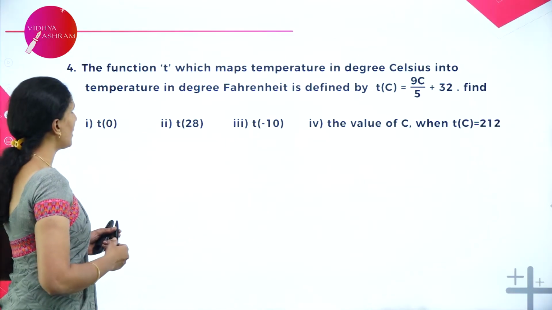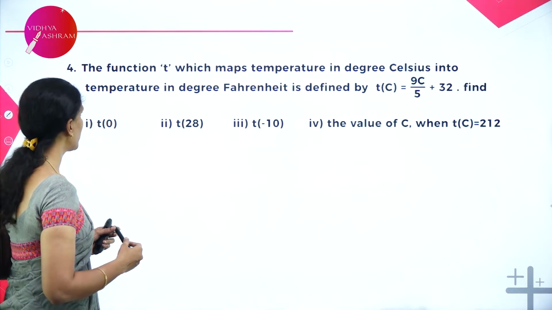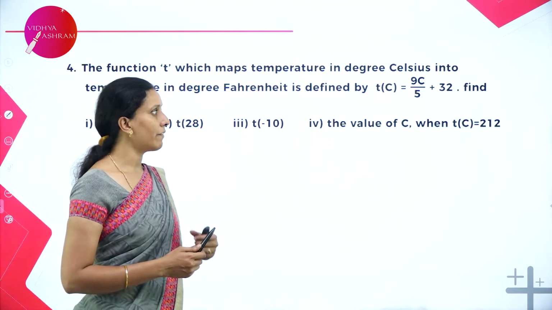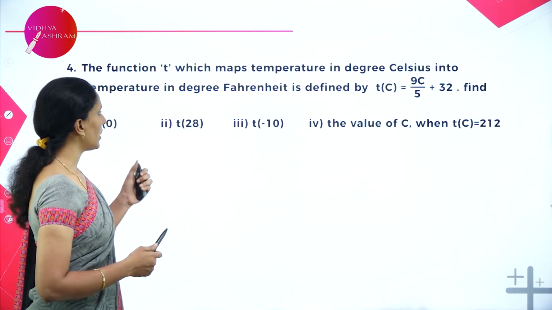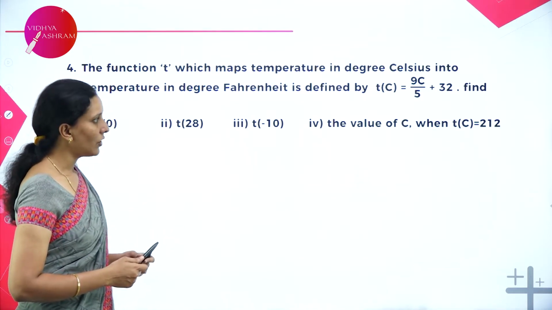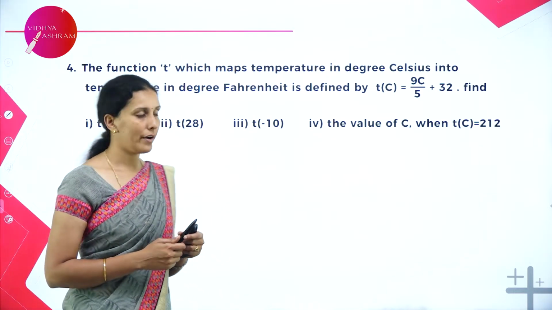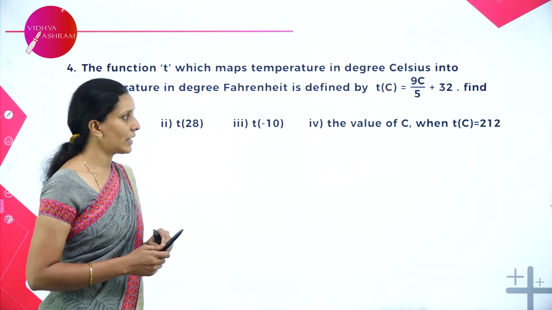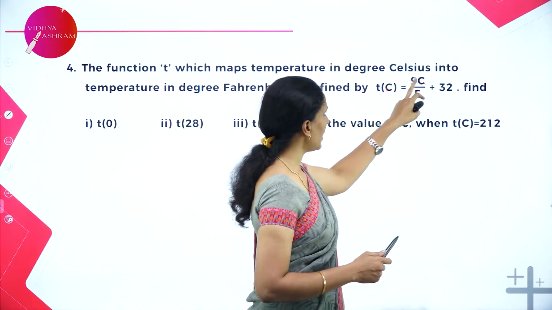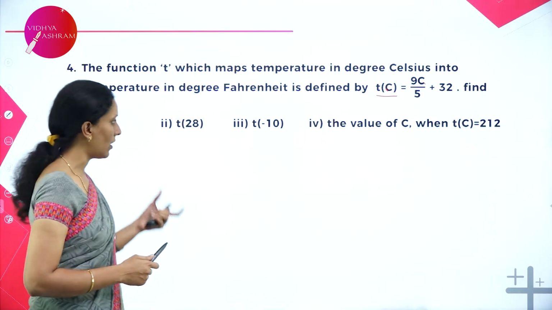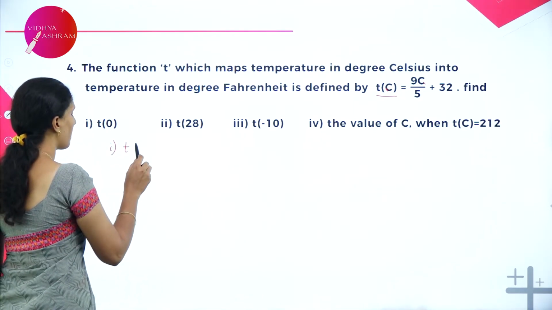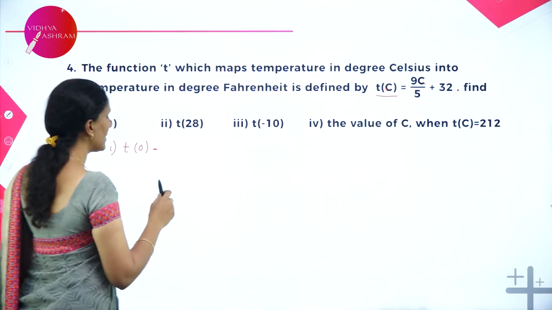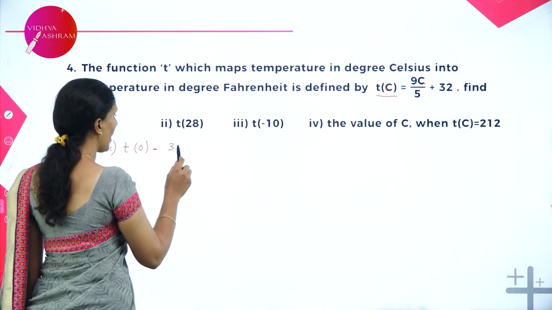Next question. The function T which maps temperature in degrees Celsius into temperature in degrees Fahrenheit is defined by T of C is equal to 9C by 5 plus 32. Find T of 0, T of 28, T of minus 10 and the value of C whenever T of C is equal to 212. So here C is the variable where we can take 0, 28 and minus 10. Next, we need to find out the value of C whenever T of C is given as 212. So first let us find out what is T of 0. That means you need to take C as 0. So the 9C by 5 means 9 by 5 into 0. So the value is 32.